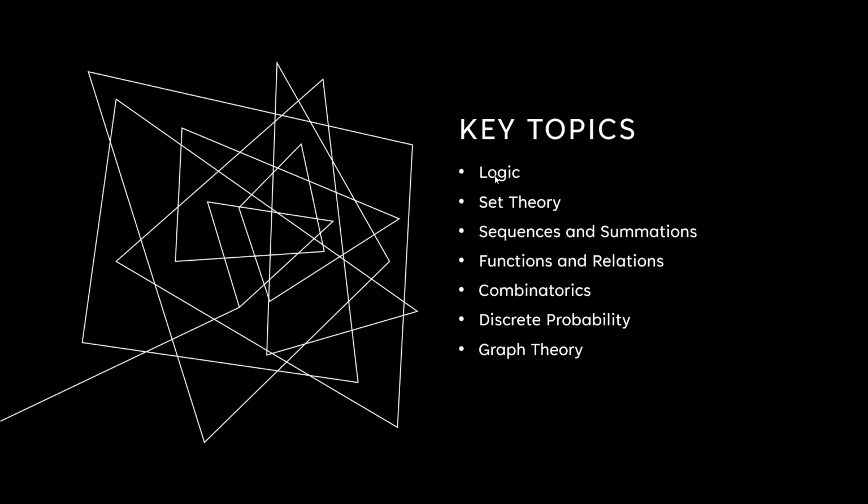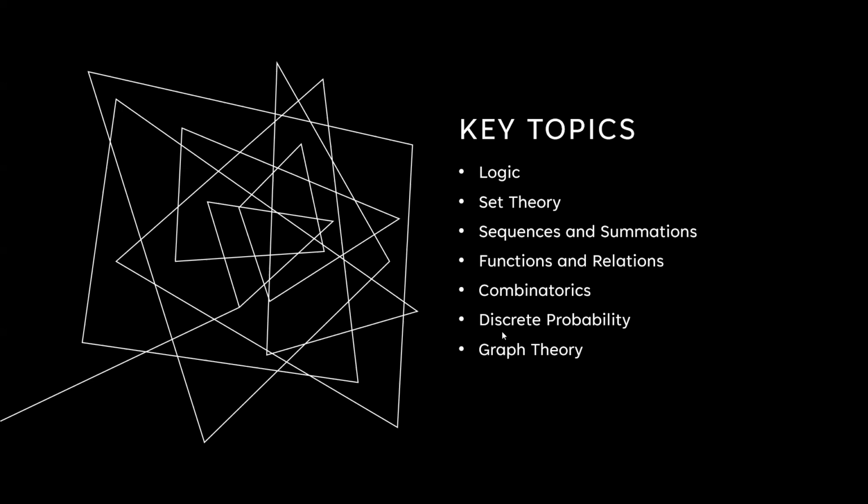Now, the key topics break down into logic, set theory, sequences, summations, functions and relations, combinatorics, probability, because that's based on combinatorics, and graph theory. So to help you understand, this is really what we're going to focus on, doing all these things. And that's a lot of things. We're going to do a lot of shallow stuff, not super deep. We have future classes that go into number theory. We have a whole class on that.